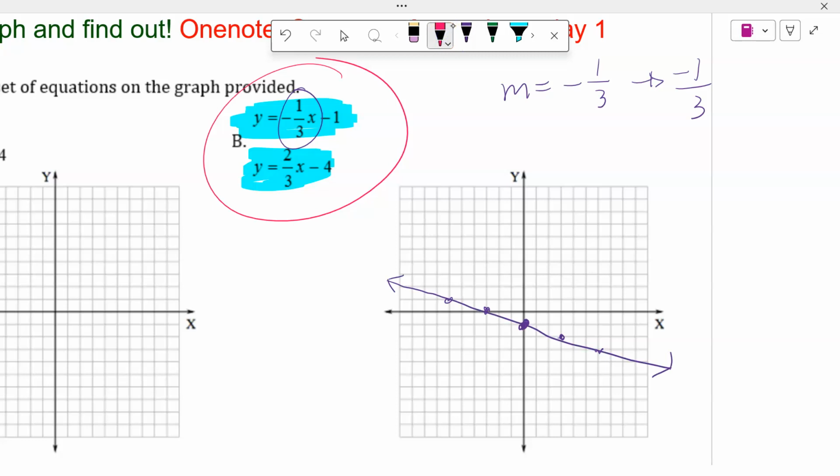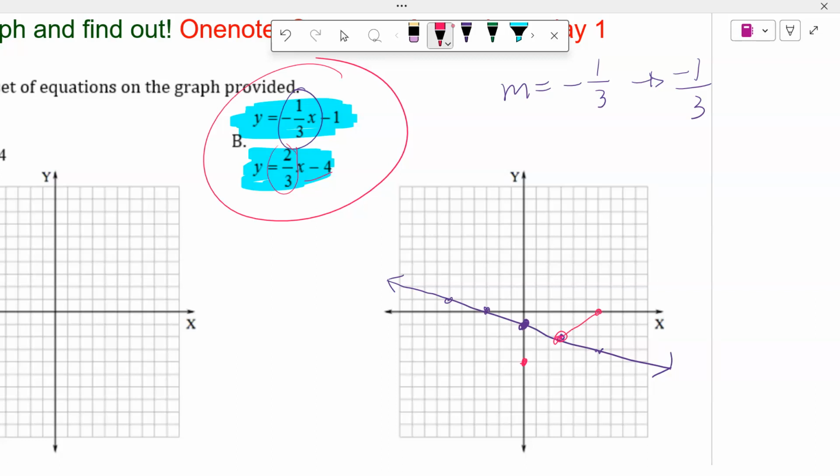Now graphing the other one, we're going to start at -4. That's our beginning move, right? Our y-intercept. Down 1, 2, 3, 4. And then we're going to go up 2, right 3. These are both positive. Up 1, 2, right 1, 2, 3. Ding, ding, ding.